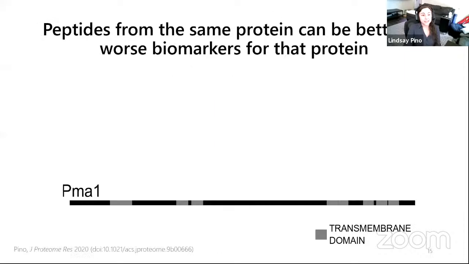What exactly does that mean from a proteomic standpoint? Here I'm taking one protein from yeast. This is a very abundant protein. It's a membrane-bound protein, so I've marked out in gray where the transmembrane domains are.